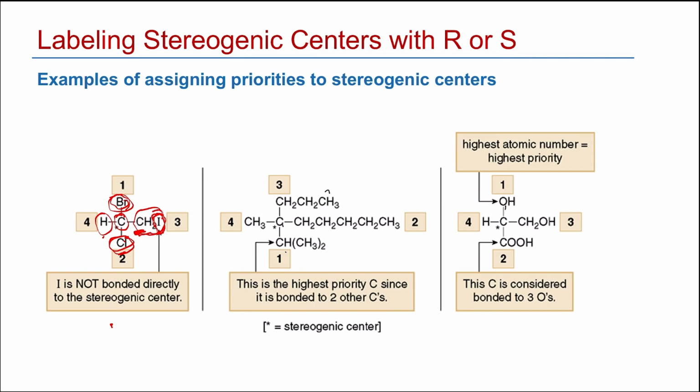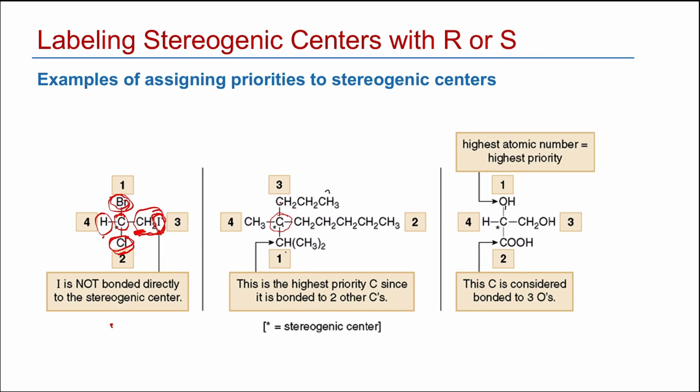So now we assign the priorities. So what about a compound like this one? Don't panic if you see a big compound like this one. All you need to do is to find your stereogenic center, and this is our stereogenic center because this is the only carbon that has 4 different substituents. Now we need to assign priority. First point of difference, right?